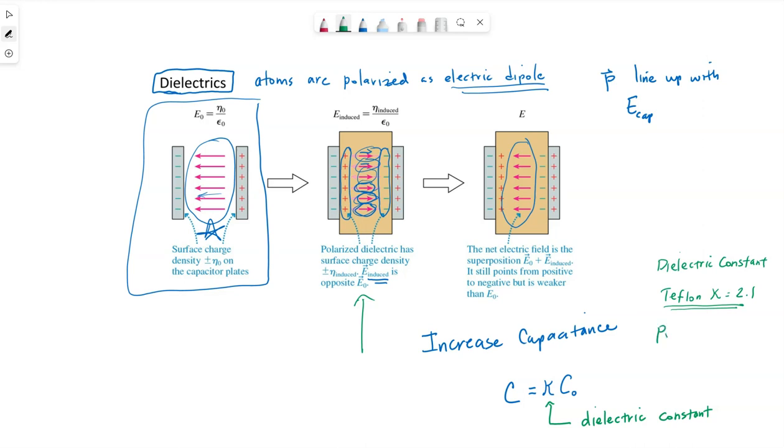Pyrex glass. The dielectric constant is 4.7. So putting Pyrex in would result in an even larger capacitance, 4.7 times bigger than what it was without anything between the plates.